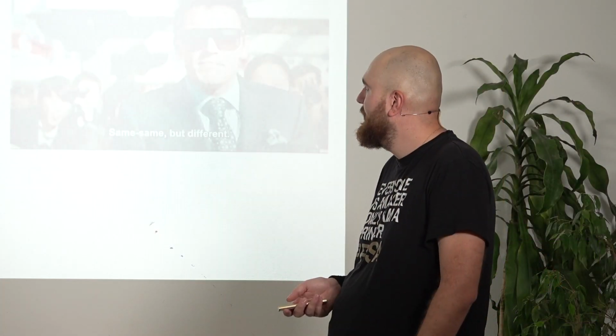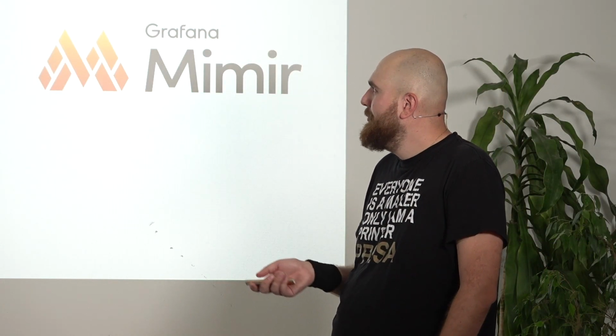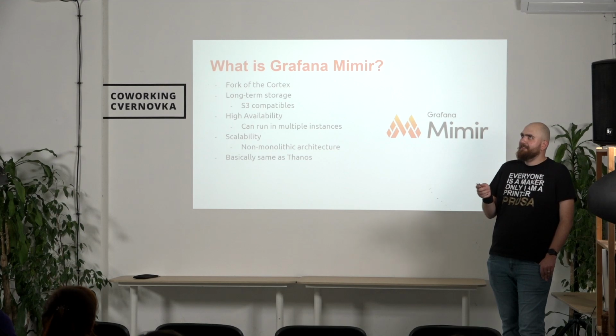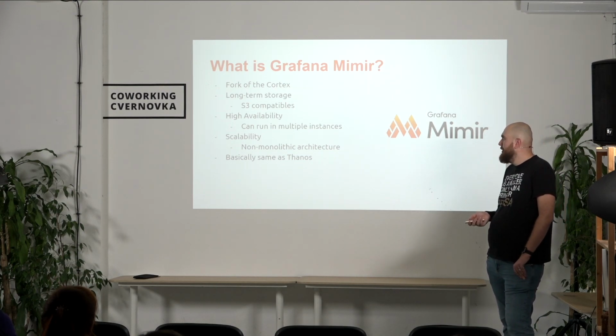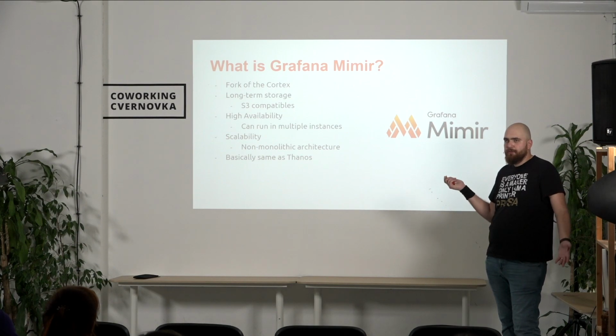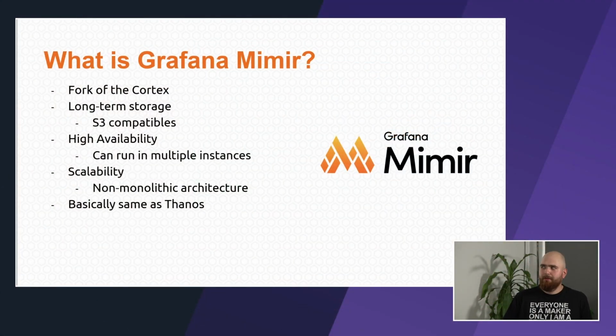Grafana Mimir. What is Grafana Mimir? Grafana Mimir is basically a fork of Cortex. If you know Cortex, you know Grafana Mimir. Also long-term storage, also high availability, also scalability, basically the same as Thanos, right?